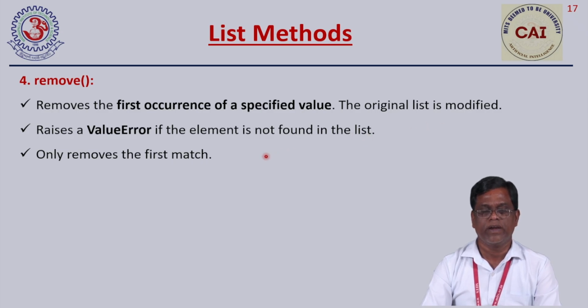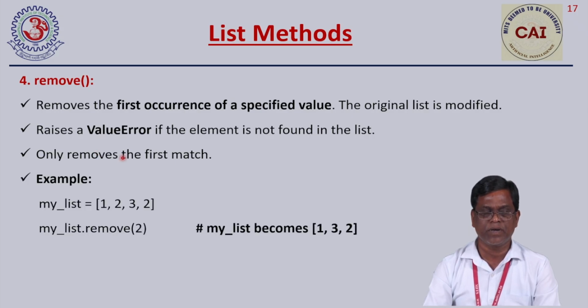Another important point to remember is that if we specify an element which is not there in the list, then it will raise an error called ValueError. That means if you specify an element to remove which is not there in the list, it will generate an error. That error is called ValueError. So even though multiple occurrences of the same element are there, it will remove only the first occurrence of that particular element.